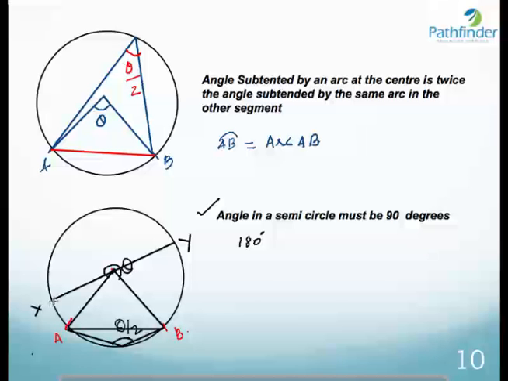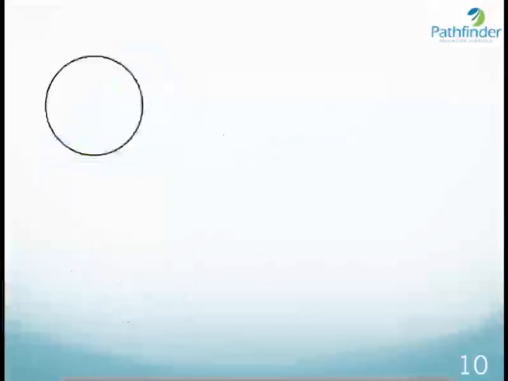Therefore, this diameter will subtend an angle at the circumference in the other segment, which is half of this 180 degrees and which must be equal to 90 degrees. So this angle T here must be 90 degrees.